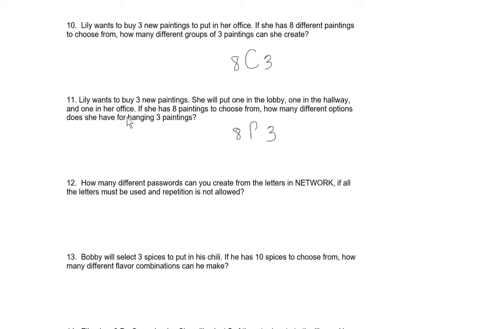So this is a permutation. Here I have 56 different groups, and here I have 336 different ways that I could hang the paintings.